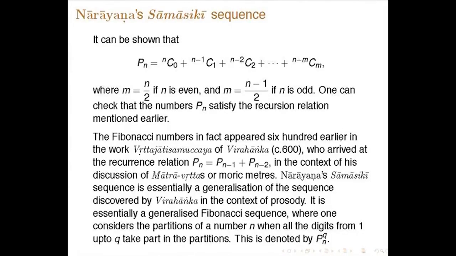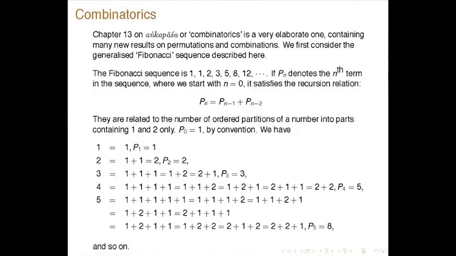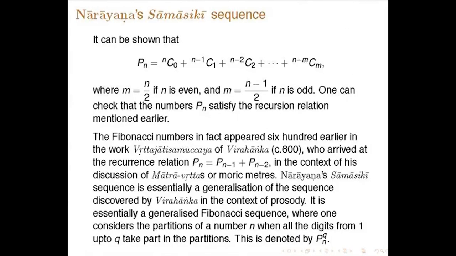So, now he goes to the Fibonacci numbers, which in fact actually appeared 600 years earlier in the work Vrutta Jati Samuchaya, where Virahanka arrived at the recurrence relation P n is equal to P n minus 1 plus P n minus 2 in the context of a discussion of Matravruttas or moric meters. This was discussed in an earlier lecture by Professor M. D. Srinivas.